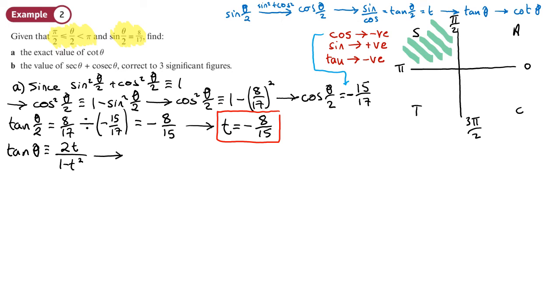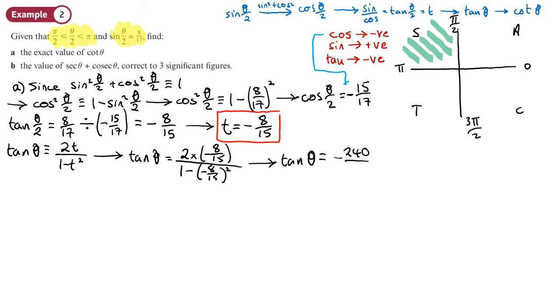Okay, so that means that tan theta is equal to 2 times negative 8 over 15 over 1 minus negative 8 over 15 squared. So I'll work that out for my tan theta and see what I get. And that gives me minus 240 over 161. So just the reciprocal of that for cot theta. So that'll be negative 161 over 240.